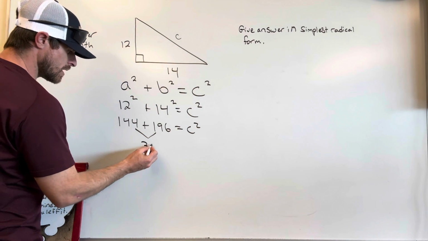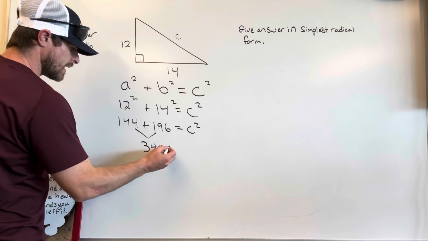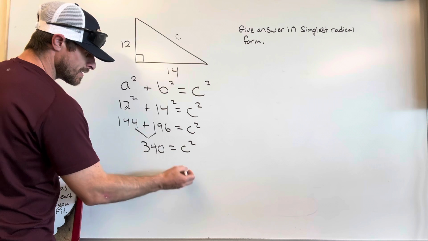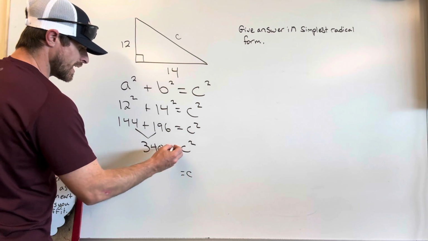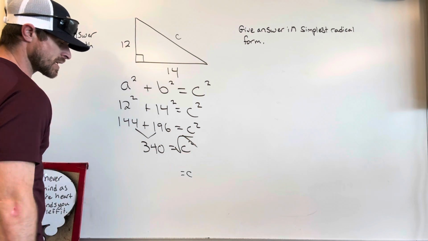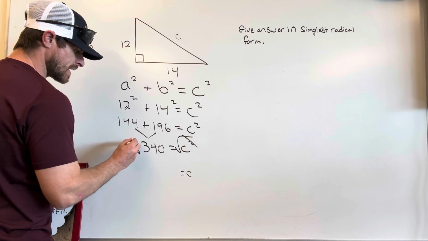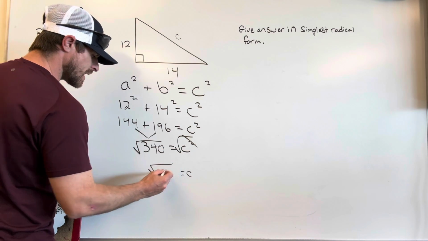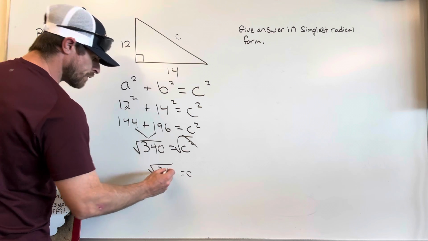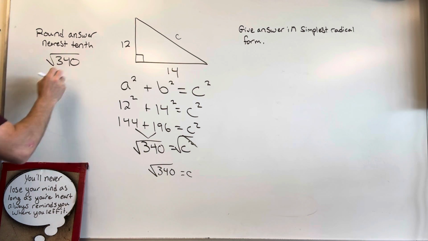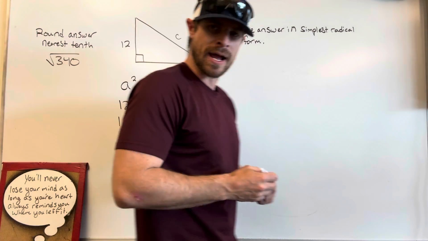That's going to give me 340, and it's equal to c squared, but I don't want c squared. I want c all by itself. So I square root to cancel out the exponent of 2. If you square root on the right side, you've got to square root on the left side. So when you type the square root of 340 into your calculator, you're going to get a very long decimal because this is what we call an irrational number.